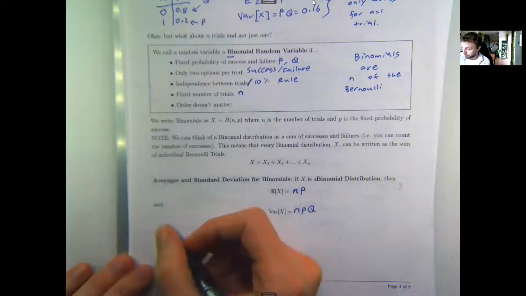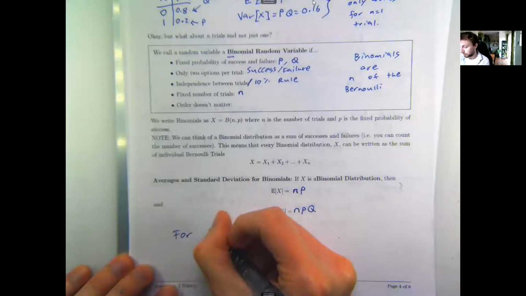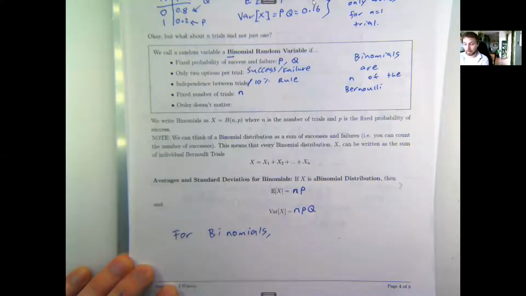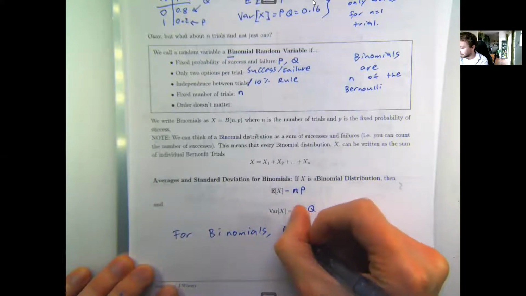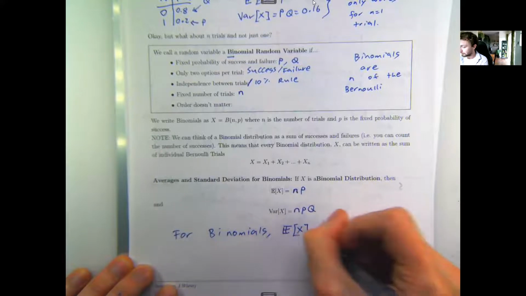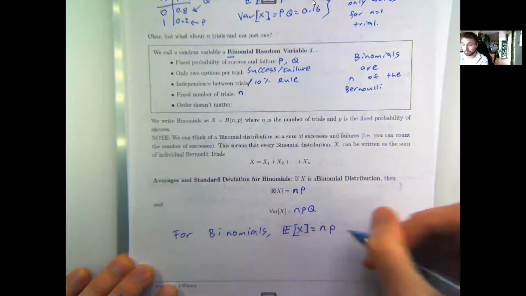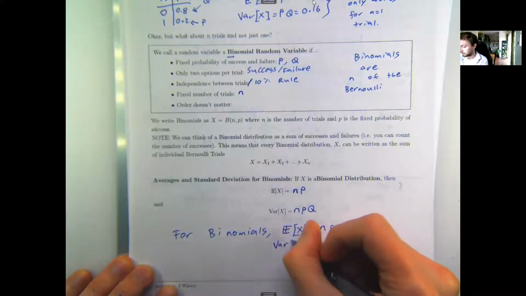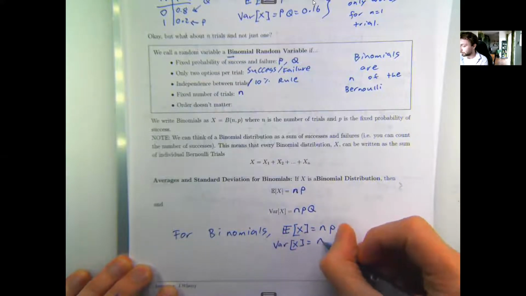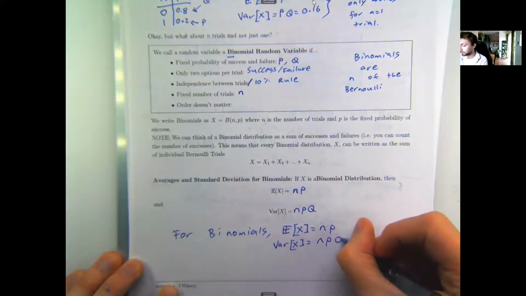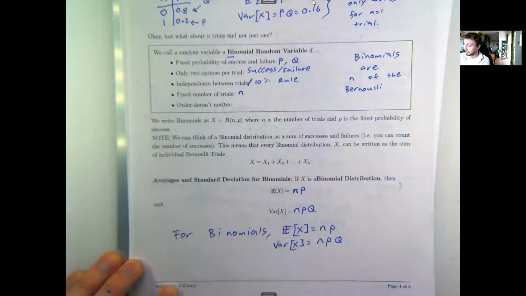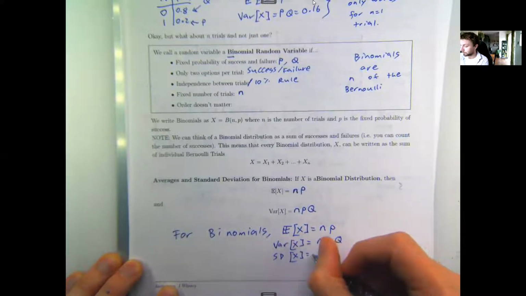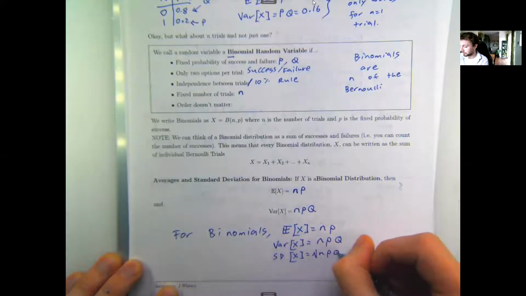So for binomials, success, failure, multiple trials, the expected value for X is number of trials times our success rate. Our variance is number of trials times our success rate times our failure rate. And our standard deviation is going to be the square root of that variance.